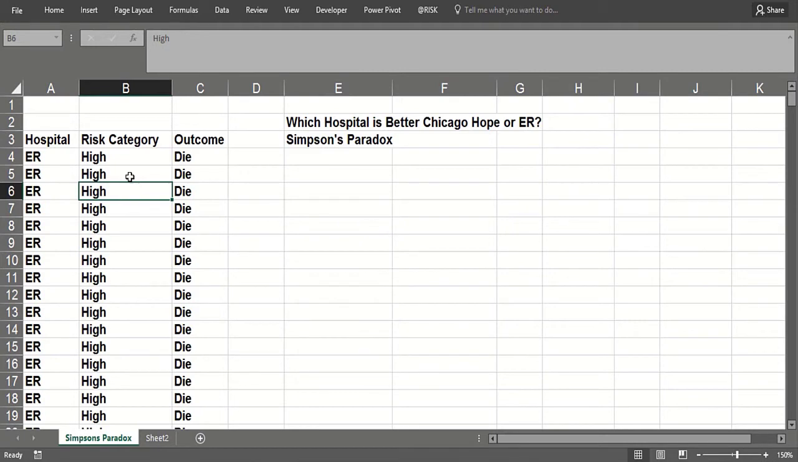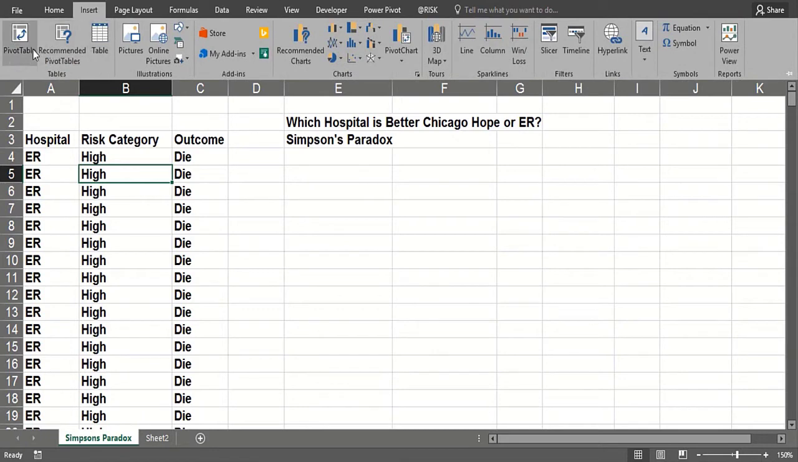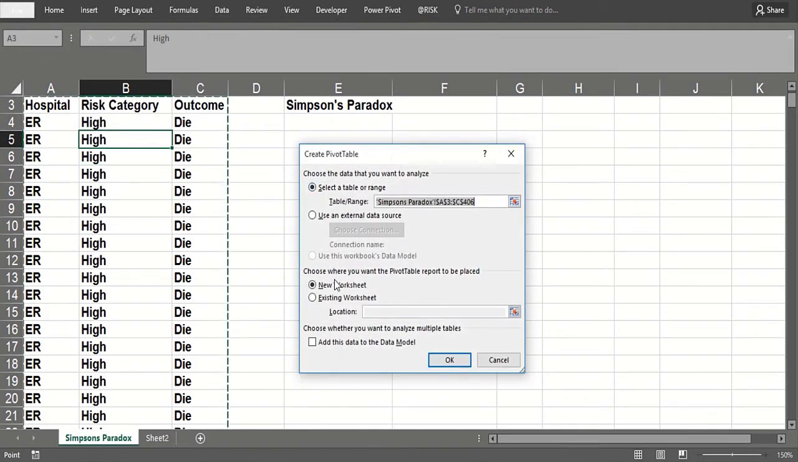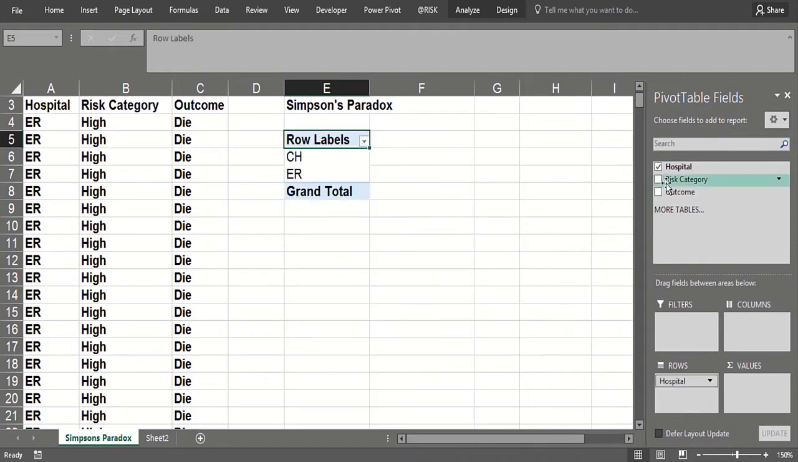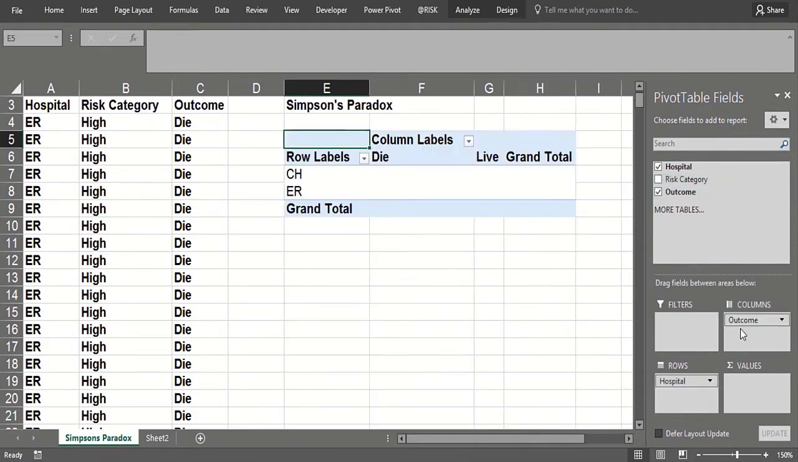Okay, but how would you evaluate how these hospitals perform? Well, the first thing you would do if you're naive is say, what percentage of the patients survive at each hospital? So I can do that with a pivot table. I've got the data, existing worksheet, go right here. And so what I would like to know is for each hospital, I'll put that in the row. I want to know the outcome. Did they live or die?